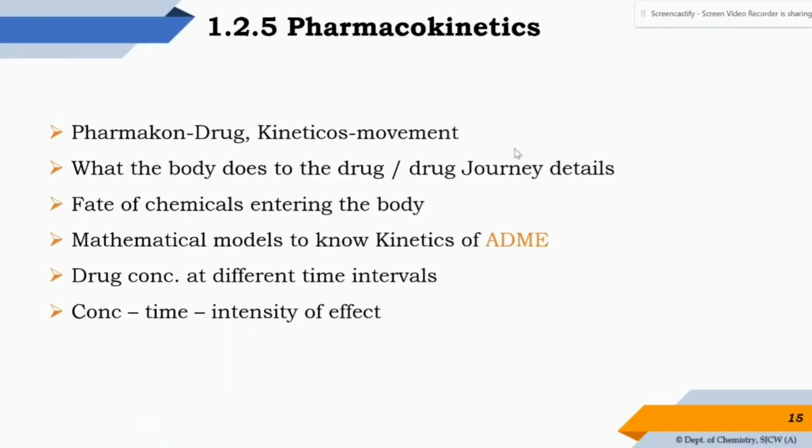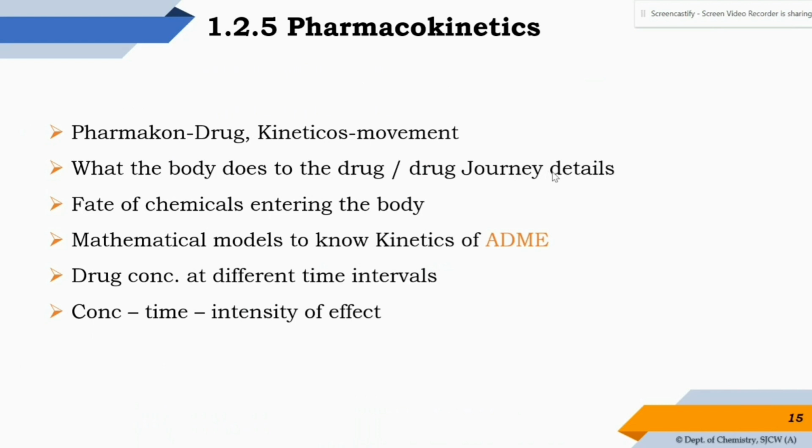The later part of the chapter is on pharmacokinetics. Pharmacokinetics is the study of what the body does to the drug. So far, we have seen what the drugs do to the body. For example, is it an agonist drug? Or is it an antagonist drug? Or is it a neurotransmitter? All that we have seen under pharmacodynamics. Now let us see what the body does to the drug. That study is called pharmacokinetics.